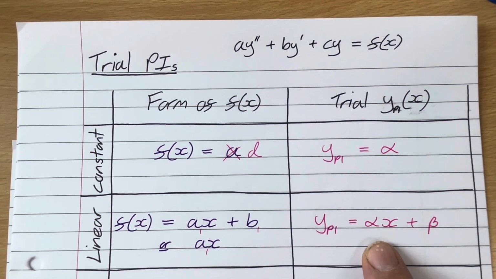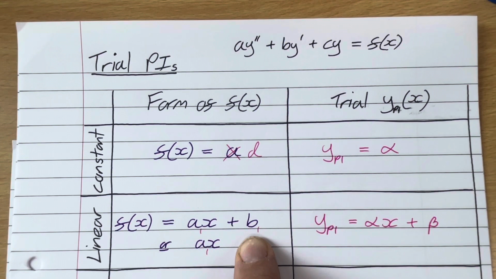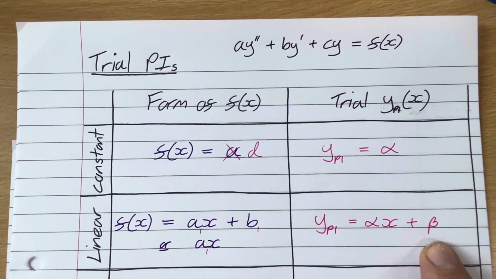Just note that even if there isn't a b on the f of x side, I still need to include a beta on my particular integral side. The reason for that is because if I differentiate this, then I'll end up with a constant. So I need to deal with that constant, so I include the constant in the first place.